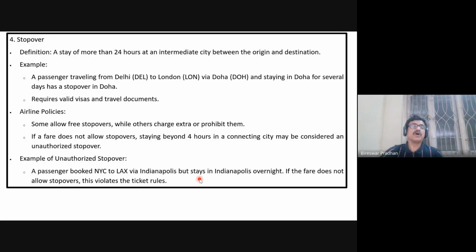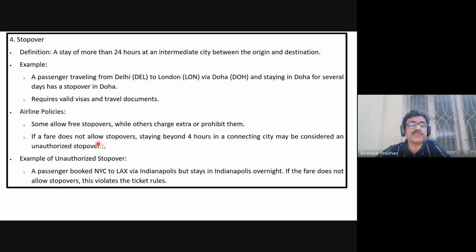Now, stopover. Definition: a stay of more than 24 hours at an intermediate city between origin and destination. Suppose a passenger goes from city A to city C, and B is the intermediate city where the stay exceeds 24 hours. Example: a passenger traveling from Delhi to London via Doha and staying in Doha for several days requires a valid visa and travel documents. Now, airline policy. What is the airline policy? Some allow a free stopover while others charge extra, or prohibit it.